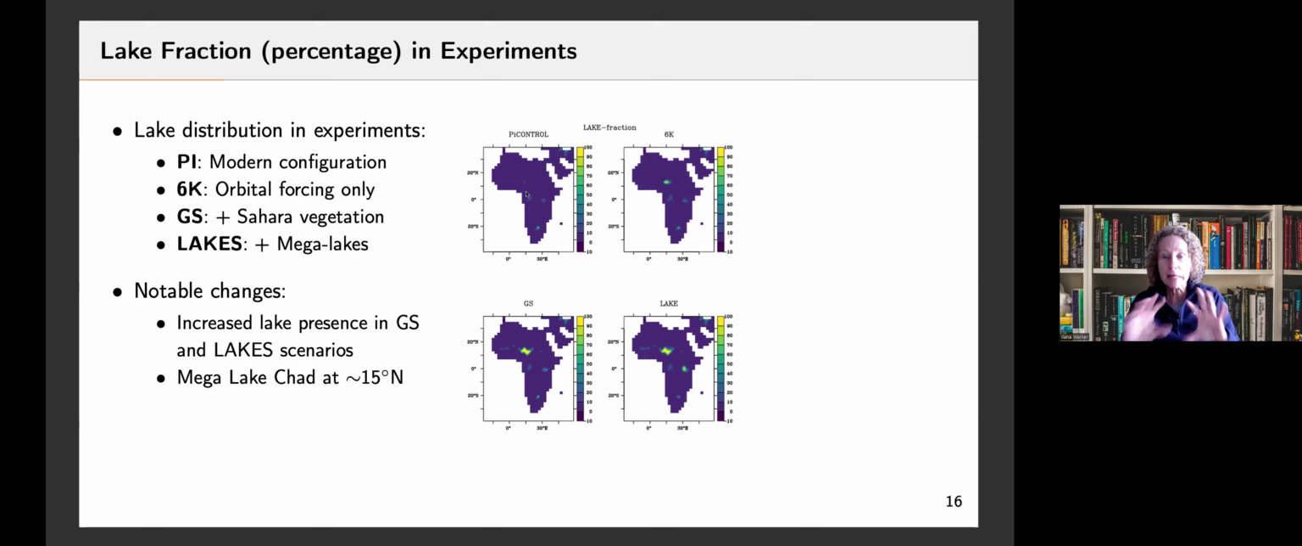So it's also another reason to look at whether this actually has any impact on other parts of the world. What this slide is showing, I don't know if you can see the details, is the lake distributions in the several experiments that I analyzed.